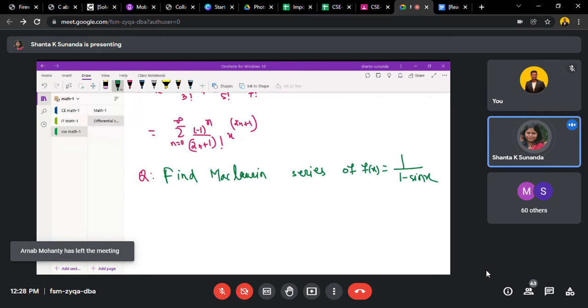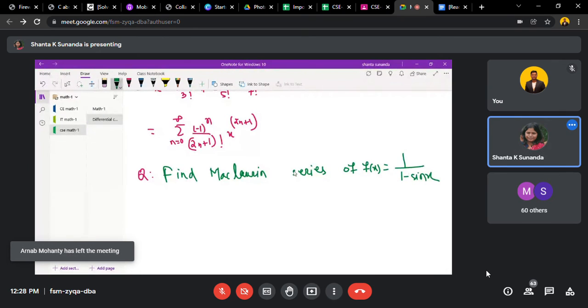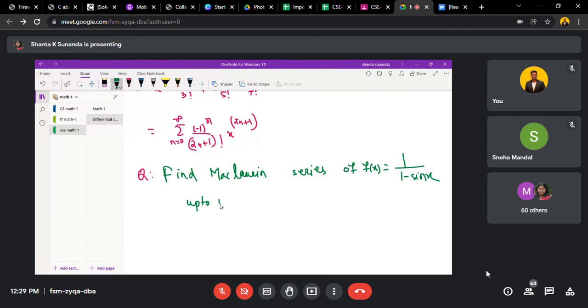Try to write up to 5 terms. Okay, let me write here. Ma'am, at which point? Maclaurin series, zero. At which point? Sorry, ma'am. Up to 5 terms.